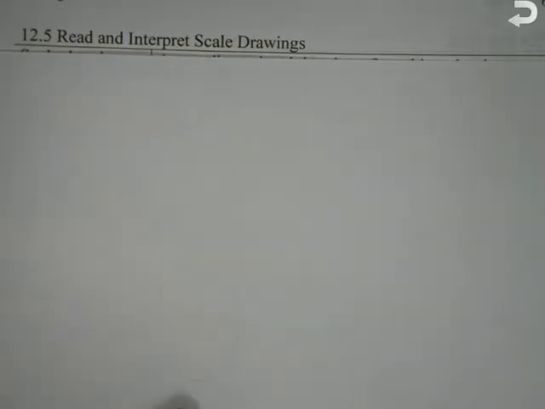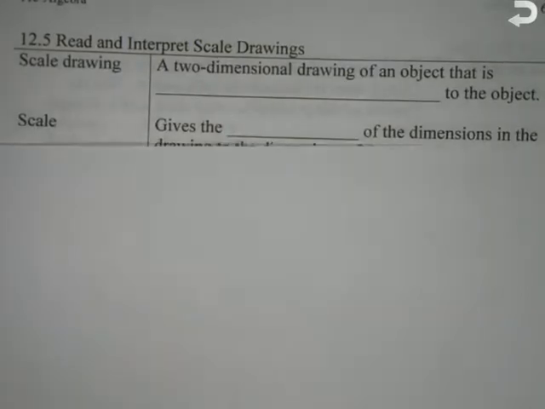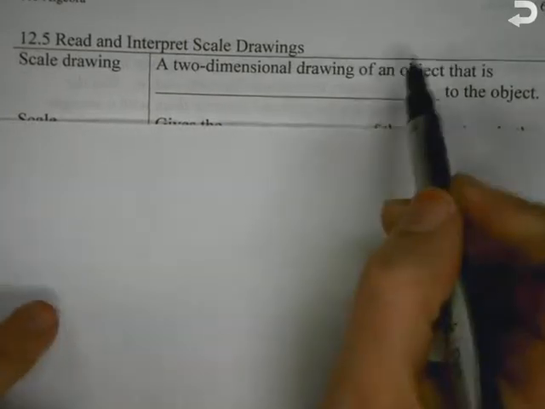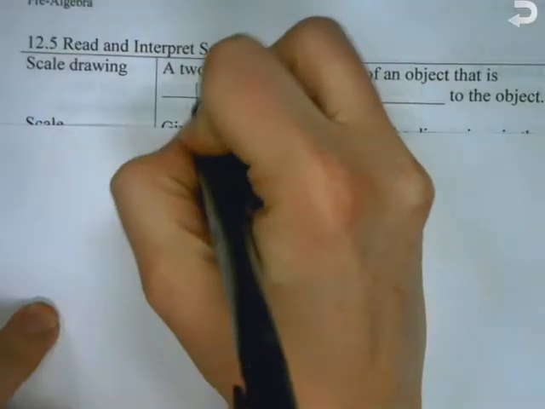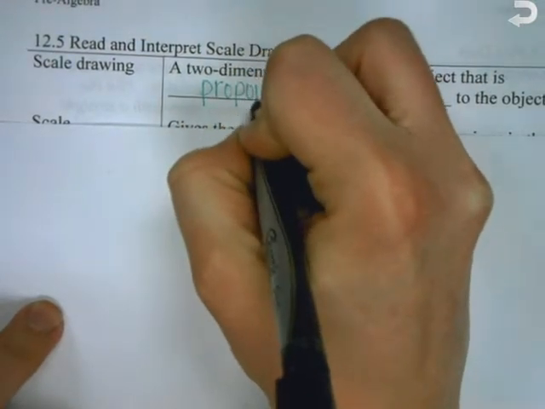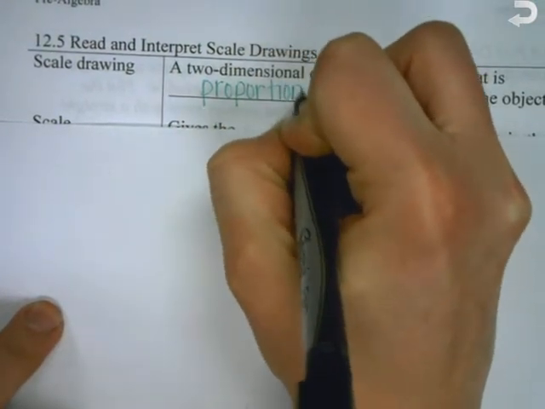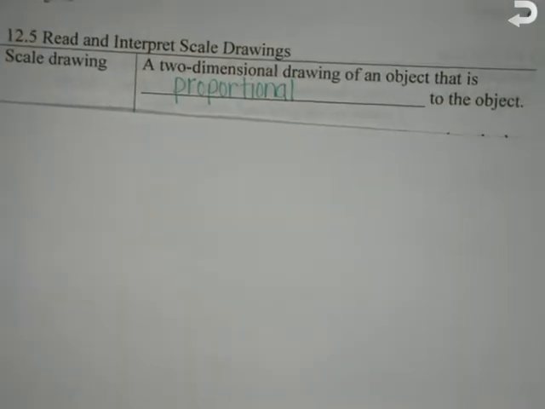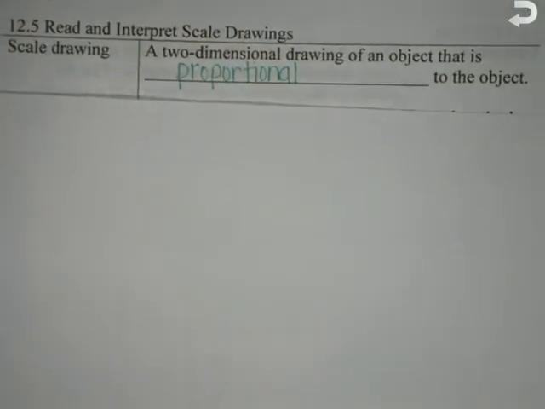Okay? So, a scale drawing is a two-dimensional drawing of an object that is proportional. So, do you think we're going to have to work with proportions here? So, it is a two-dimensional drawing of an object that is proportional to the object. So, the drawing is proportional to the actual object.